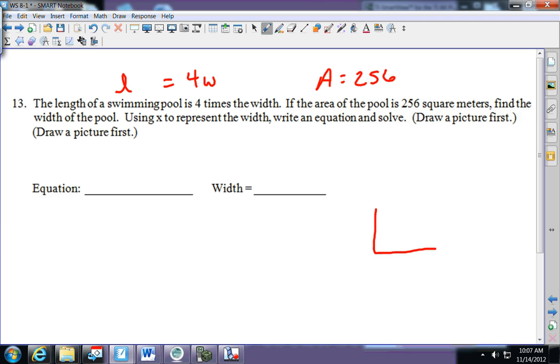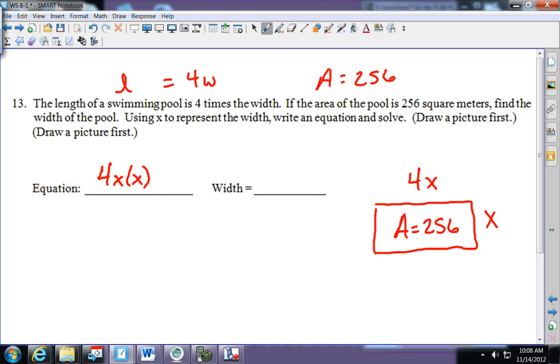Well, draw a picture first. I don't know the width, so the width is x. The length is 4 times the width, so 4 times x. And the area is 256. Length times width: 4x times x equals 256. Now go and find your width. Do that now. You can put it in the calculator and find it. Don't forget to change it into standard form.